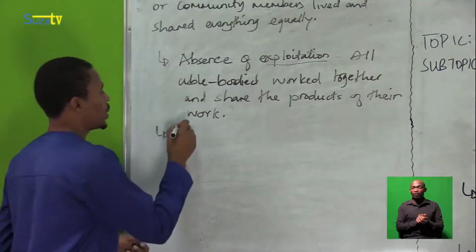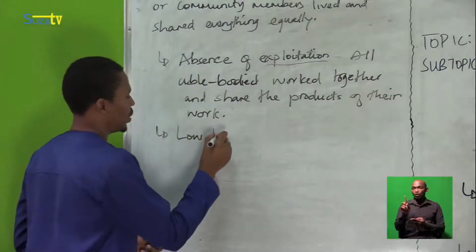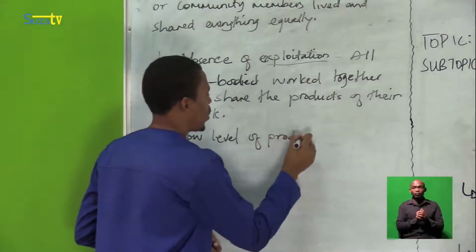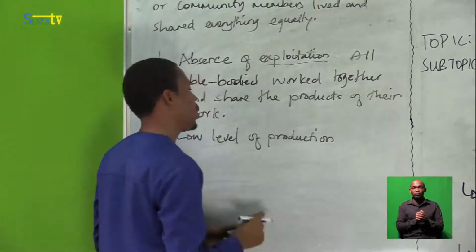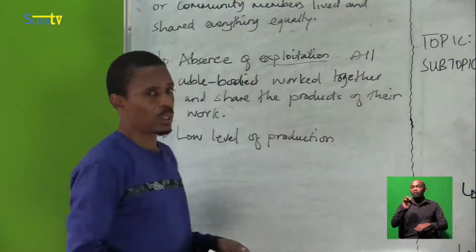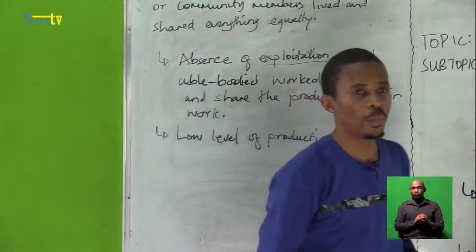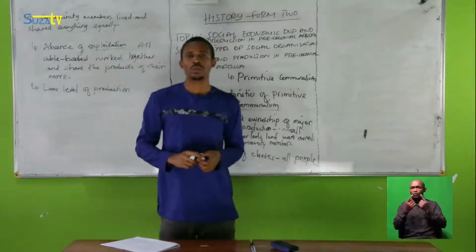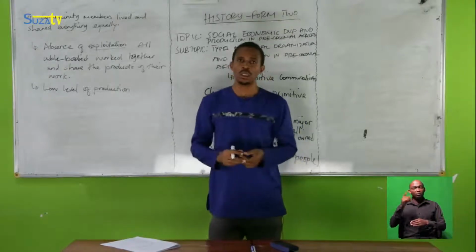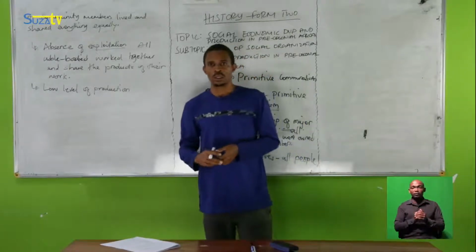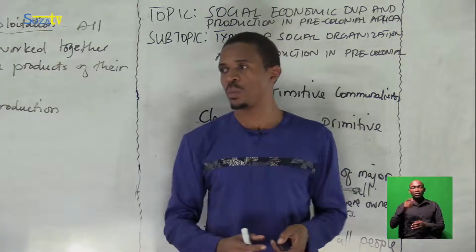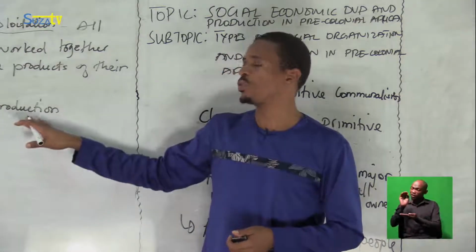Another characteristic is low level of production. In primitive communalism, there was no surplus. When we talk about surplus, we mean excess in production or anything else. So there was no surplus in primitive communalism. The production was very low.